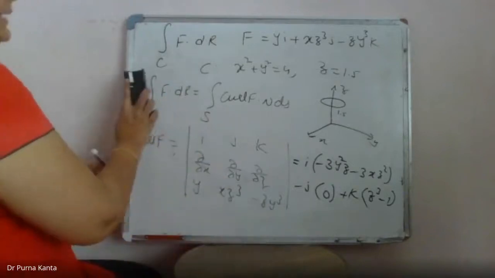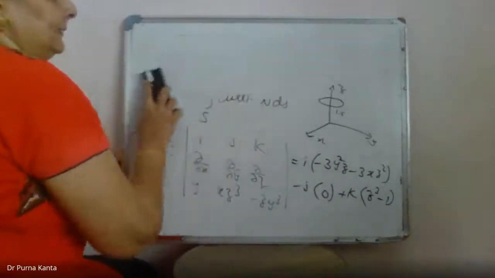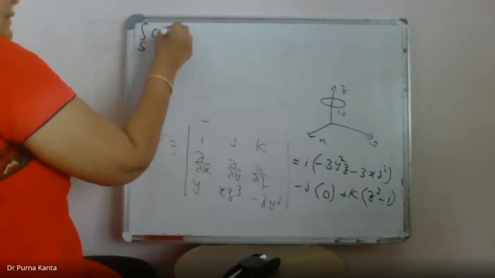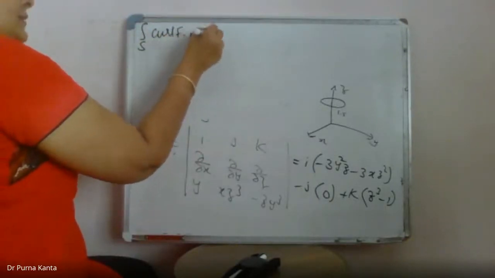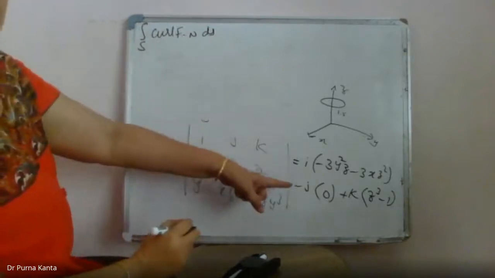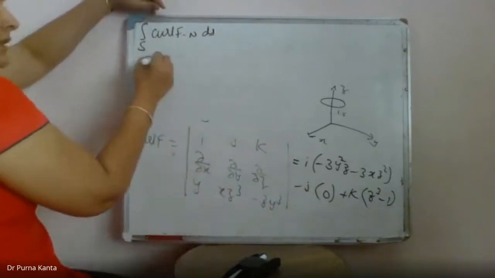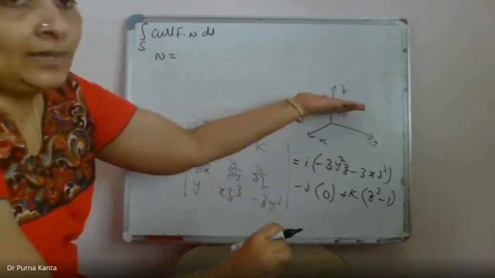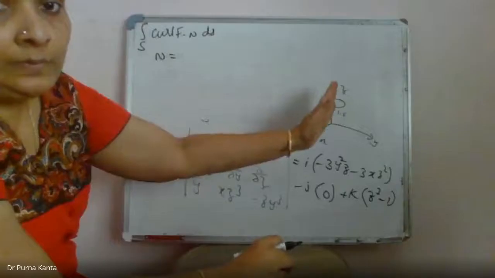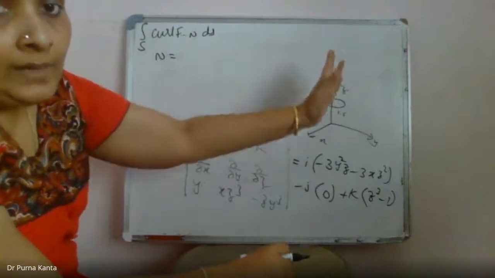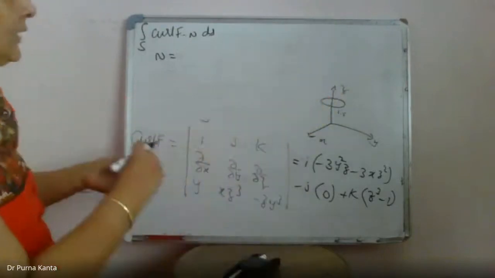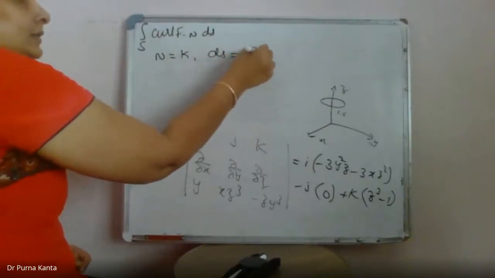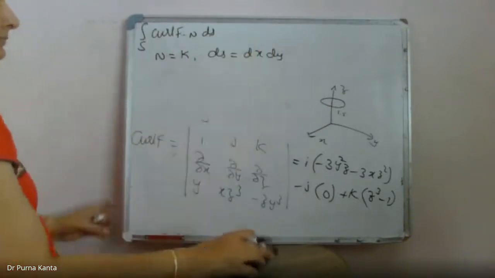Okay. So we'll calculate curl F dot n dS here, the integral over S of curl F dot n dS. We already have the value of curl F here. And for this surface, what will be the value of n? This is a circular plate, somewhere here. So what will be the normal n? N will be in the positive direction of the z axis, which is equal to k. And dS is dx dy.